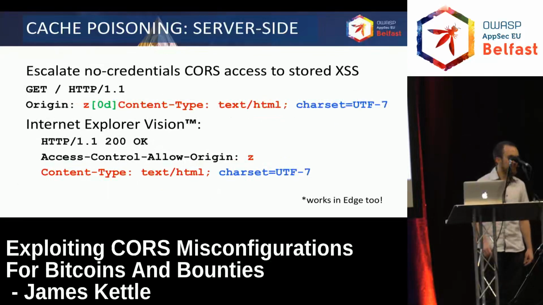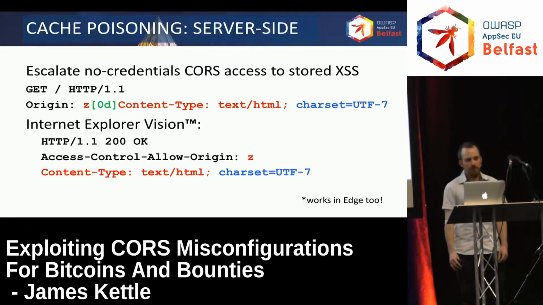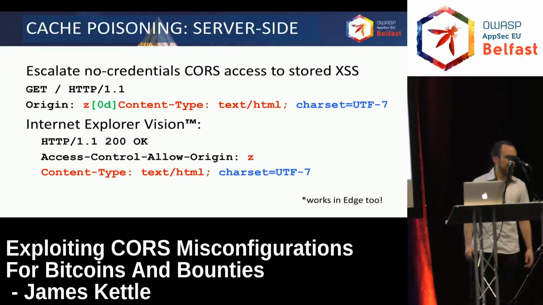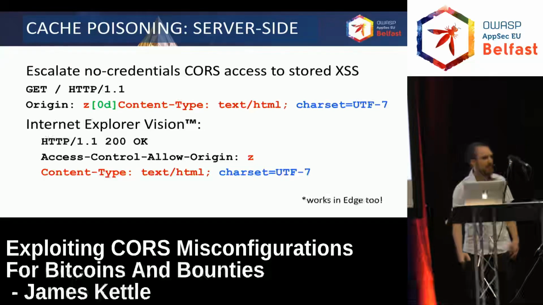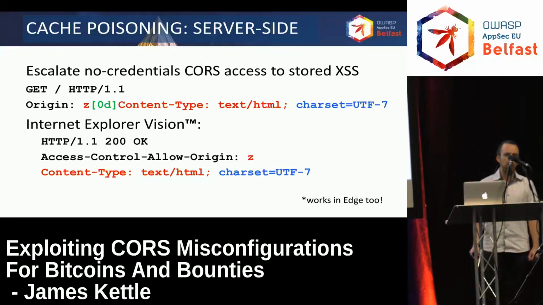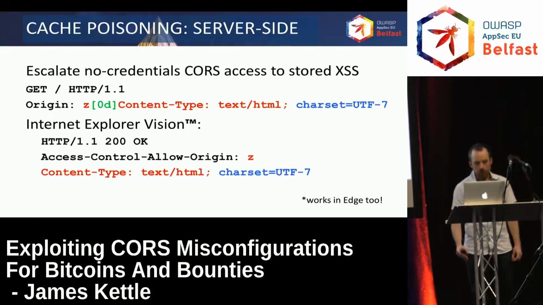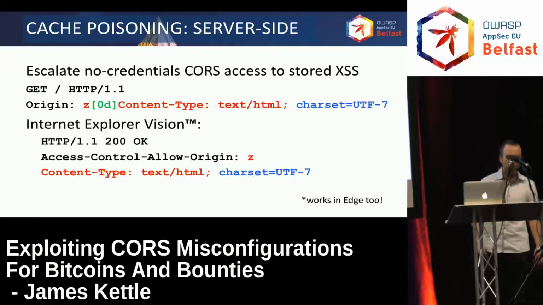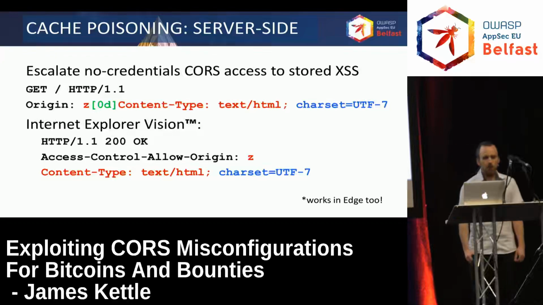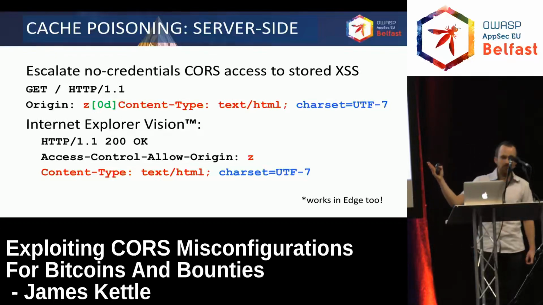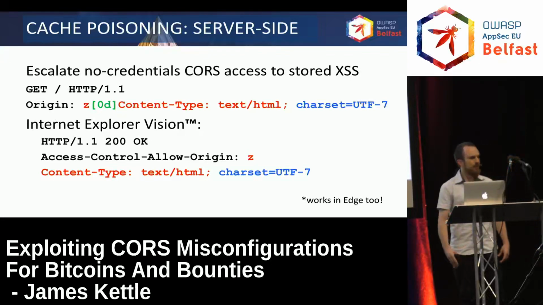If the stars are aligned, you might be able to get away with server-side cache poisoning. It's quite common for sites that reflect the origin header to reflect it regardless of whether it's actually a valid origin or not. And Internet Explorer regards a carriage return, \r, as being a valid terminator for an HTTP header. So when it looks at the response to that request, it sees an additional content type header which changes the charset to UTF-7, which is great for triggering cross-site scripting vulnerabilities.